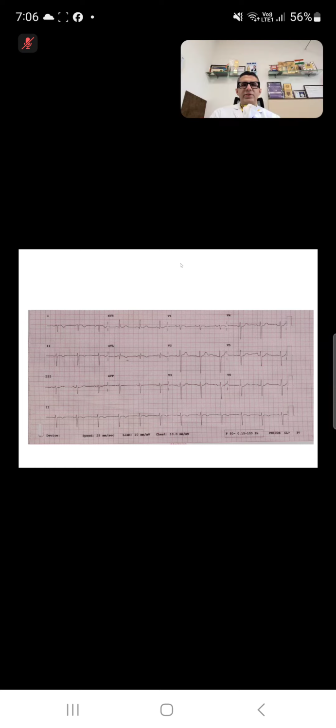In the limb leads, in 2, 3, aVF also there will be tall R waves. Not necessary. So Vamshi mentioned aVR will not be positive in RVH. aVR will be positive in RVH. You can have a positive aVR in right ventricular hypertrophy.